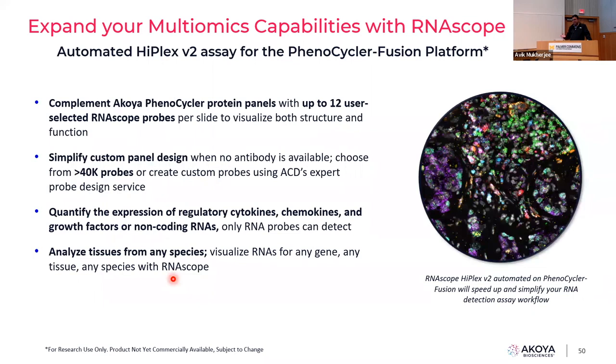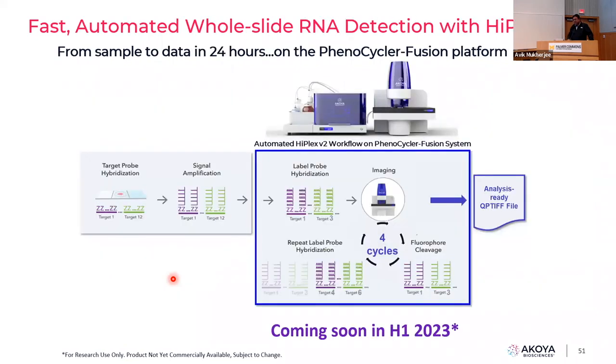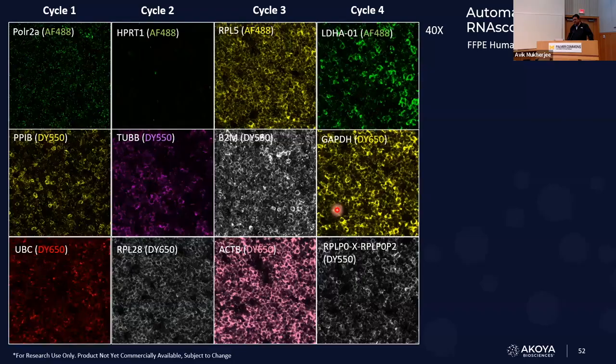These are a few of the things that have come out of our collaboration with ACD: you can start with 12 user-selected RNAscope probes. That gives you the flexibility. You can design your probe panels from the 40K probes that are available in ACD's expert probe design software. And this is how the thing will look. So you put in your slide and it will do the cycling. I'll show some of the images.